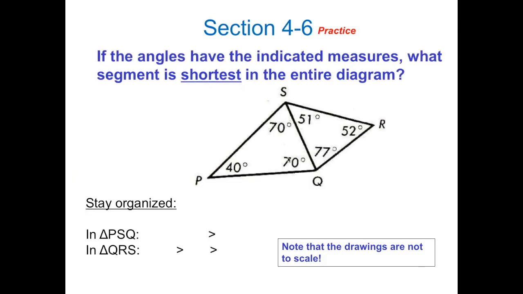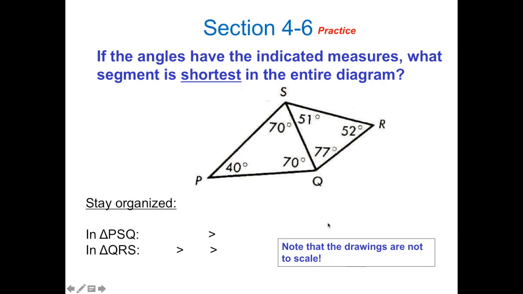If the angles have the indicated measures, what segment is the shortest in this entire diagram? I'll give you about a minute and a half to see if you can figure this out on your own, because I think you can do it. But these are tricky problems, so maybe you have to wait for my explanation a bit later. My recommendation is stay organized as you try this one.